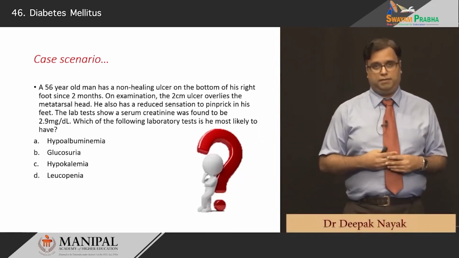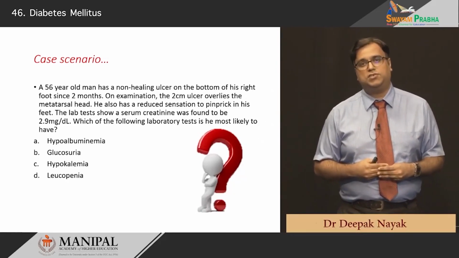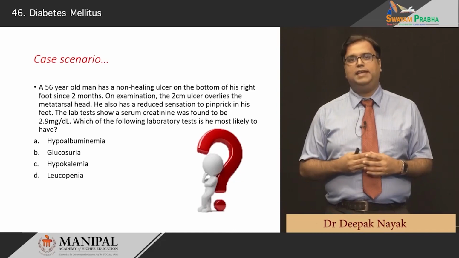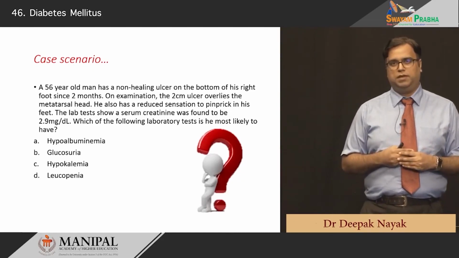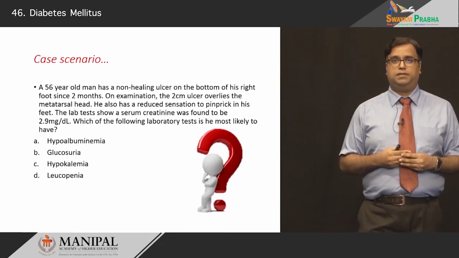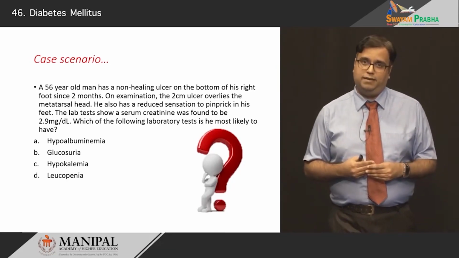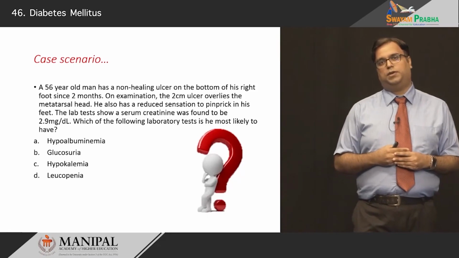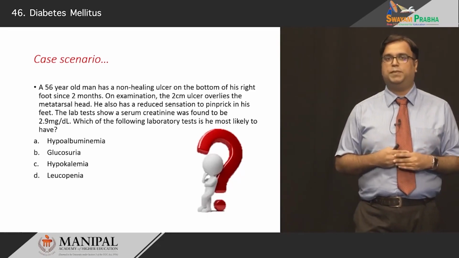A 56-year-old man has presented to the OPD with a history of a non-healing ulcer over the bottom of his foot, a trophic ulcer if you will. This ulcer is around 2 centimeters in width and it is lying over the metatarsal head. Additionally, on examination he has reduced sensation to pinprick.